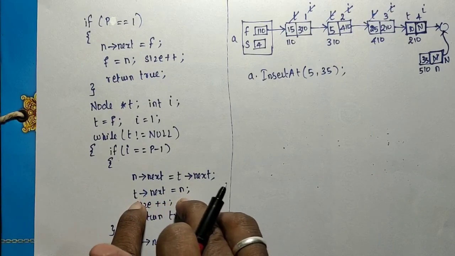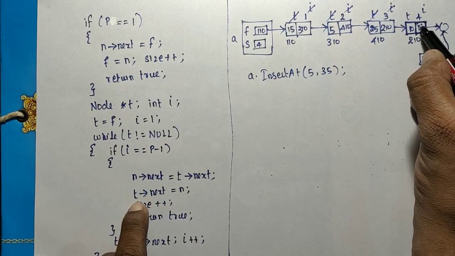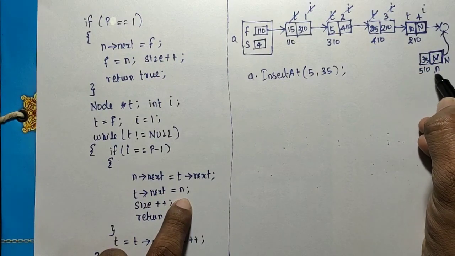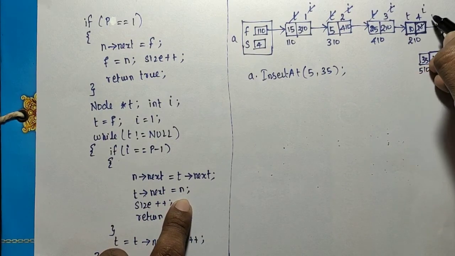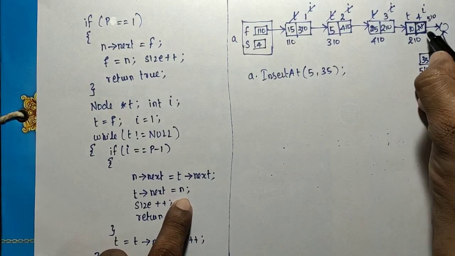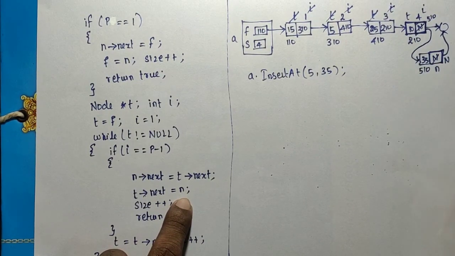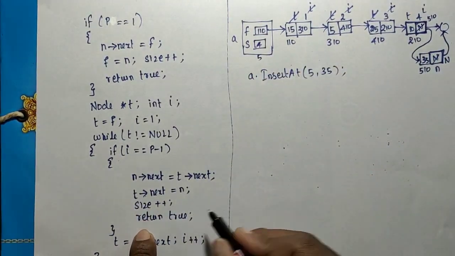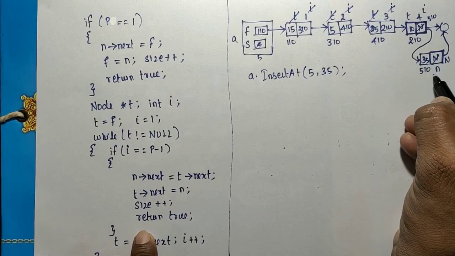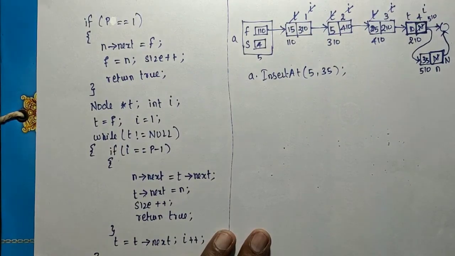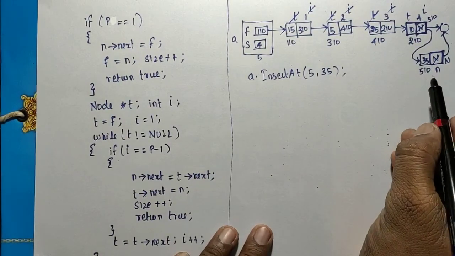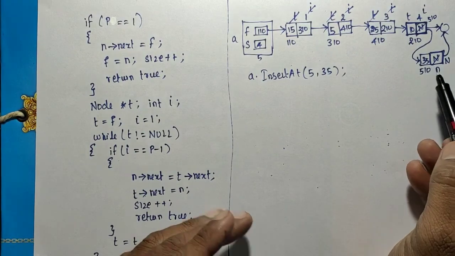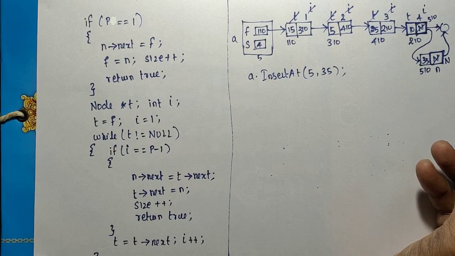Next, t of next equal to n. t of next is this field, which is going to be replaced with n. n value is 510. So this is going to be replaced with 510, which means this link is going to be created. Then size is going to be incremented to 5 and return true. So the 35 is linked as the last node. After inserting 35, the list will become 15, 5, 25, 10 and then 35. So that is the result.